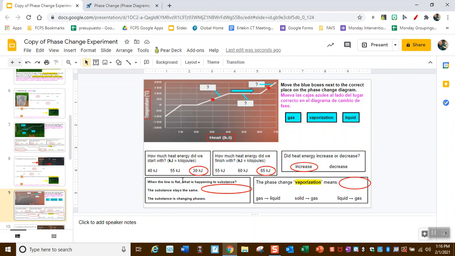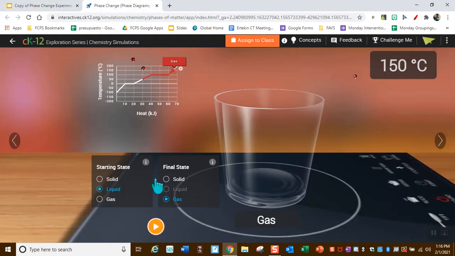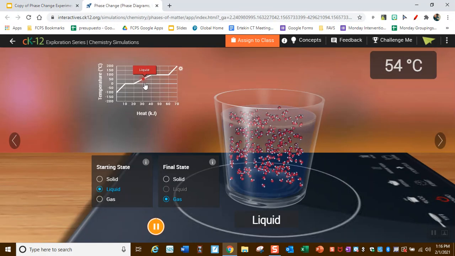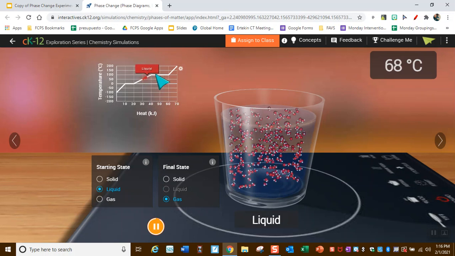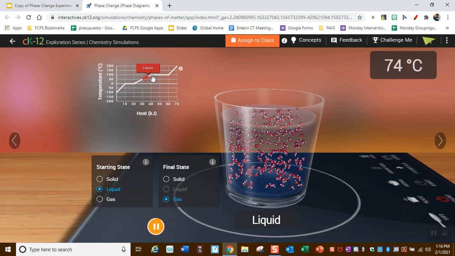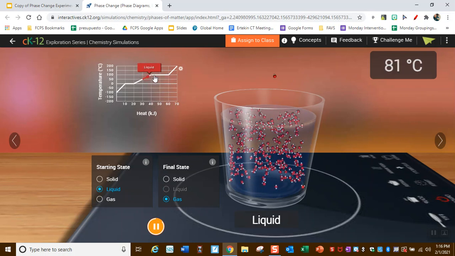When the line is flat, what is happening to the substance? Cuando la línea está plana, ¿qué está ocurriendo a la sustancia? The substance stays the same. La sustancia se queda lo mismo. The substance is changing phases. La sustancia está cambiando de fases. So let's see this again. So right now it's a liquid. We want to see what happens when the line is flat. Is the substance the same or is the substance changing phases?